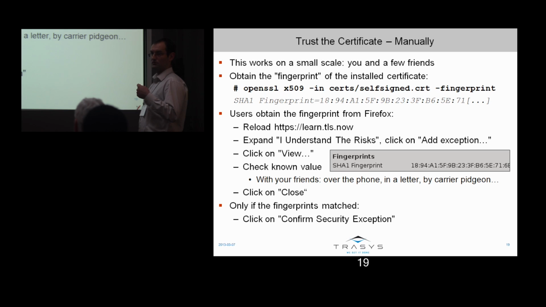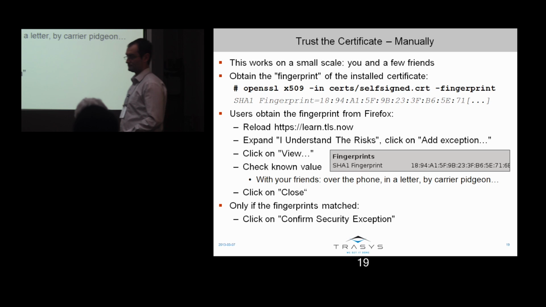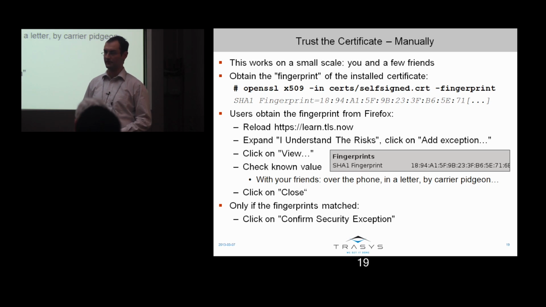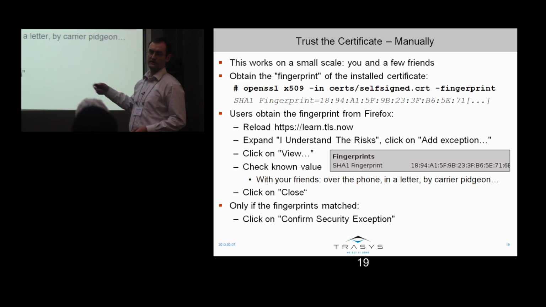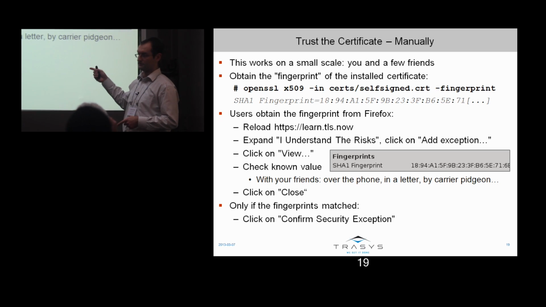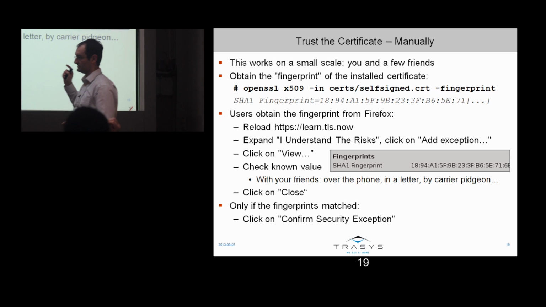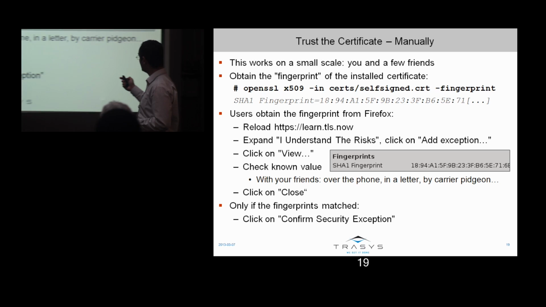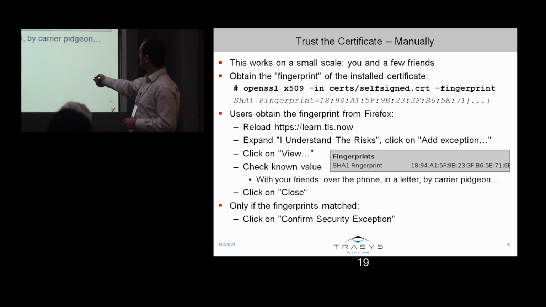In order to enable you or anybody else to manually express trust in this certificate, when they load it in Firefox, they need to reload it so they see the new certificate. They're going to get the warning. They're going to expand the I understand the risk section. They're going to click on add exception. They're going to click on view the certificate. And there in the window, I've cut it out here for you, is going to be a field like this. Fingerprints, SHA-1 fingerprints, it goes on.